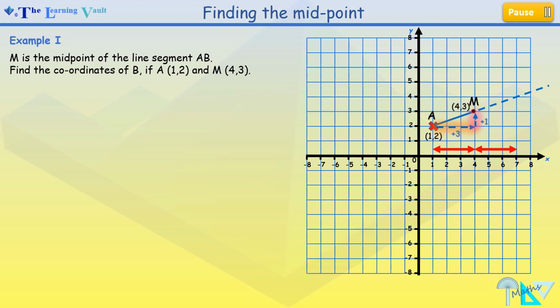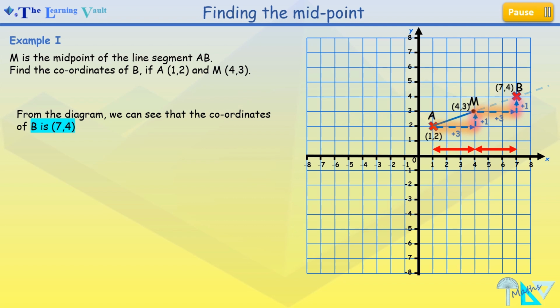Therefore, we're going to take the same move to find point B. So we take another 3 moves to the right and 1 move up, and the coordinates for B are 7 and 4. Now remember the x value comes first before the y value.